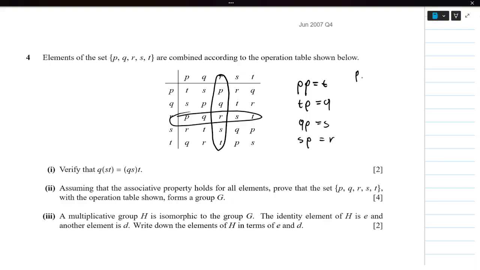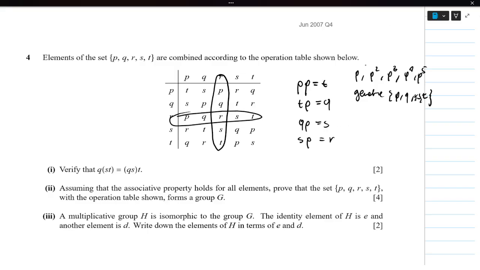So P squared, P cubed, P to the 4, and P to the 5, they generate the set PQRST. And I think that should be enough to show this is a group, because you have a generator, and it produces a closed set under the operation.